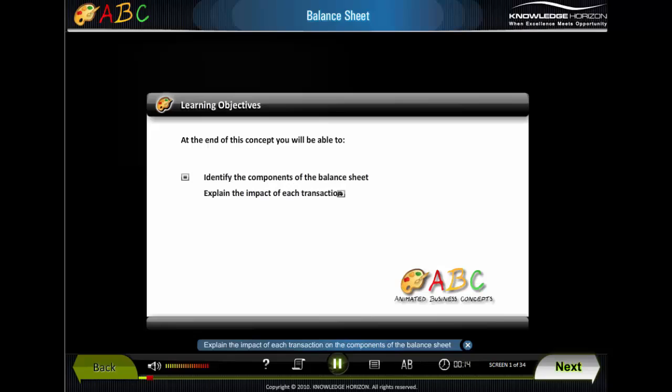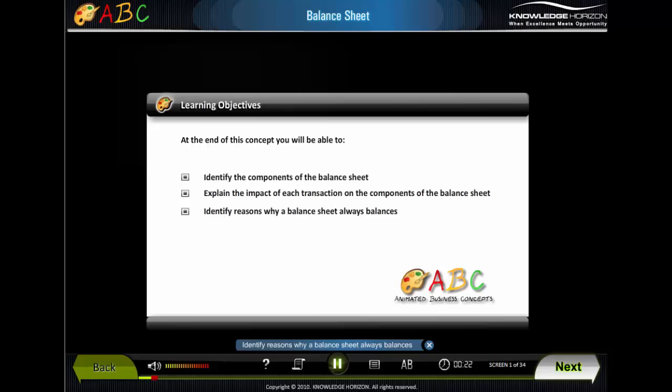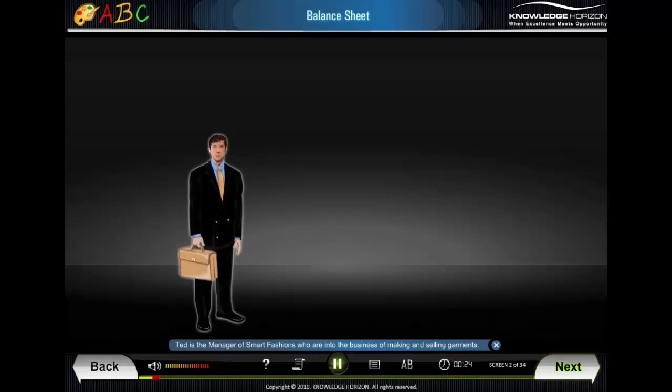Learning objectives. At the end of this concept, you will be able to identify the components of the balance sheet, explain the impact of each transaction on the components of the balance sheet, and identify reasons why a balance sheet always balances.